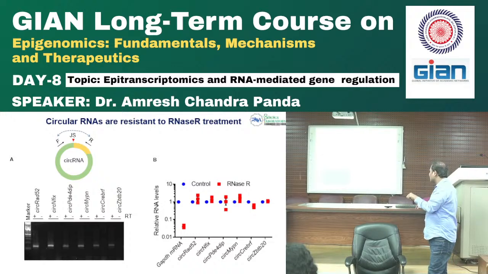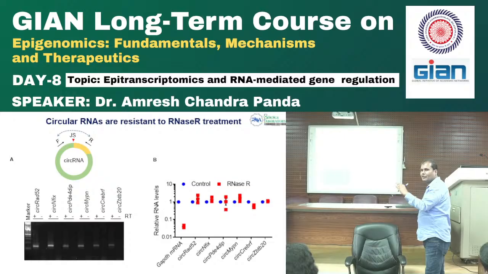As you can see here, GAPDH mRNA is degraded. It's in a logarithmic scale, 1 is here. So this is below 0.1. But your circRNAs are not changing much, because you are not degrading them. So this is one way to confirm that whatever PCR amplicon you are getting, they are genuinely coming from the circles, not from the linear RNA.